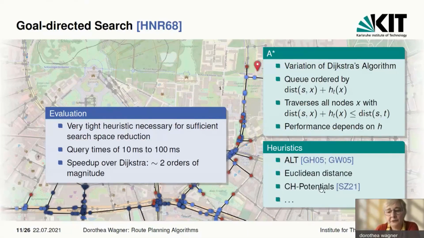There are methods based on A star, like the method ALT. Potentials that can be used are, for example, the Euclidean distance between the nodes. That's easy to get. But the technique contraction hierarchies, which we will see later, can also be used to come up with nice potentials for goal-directed search or A star.